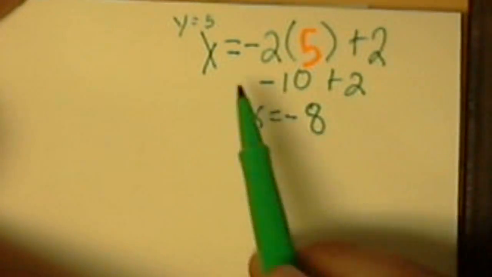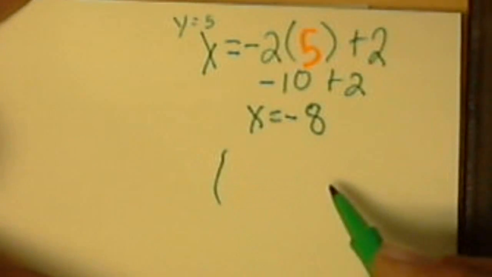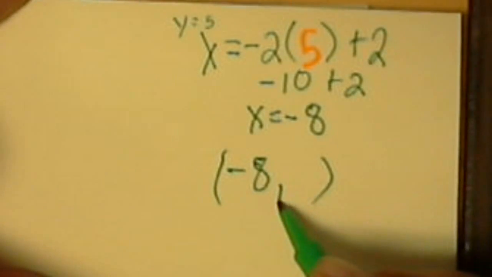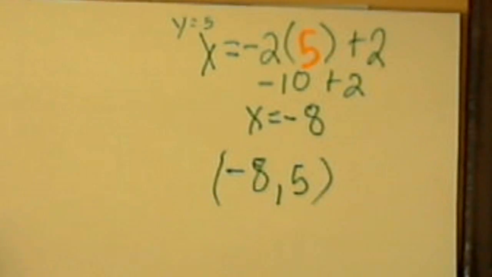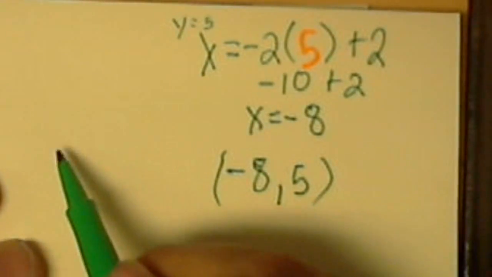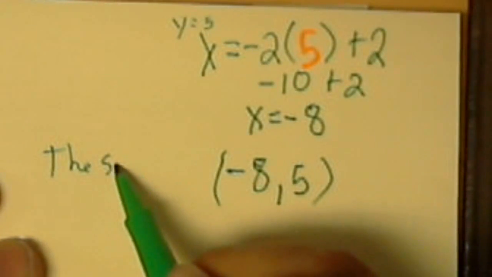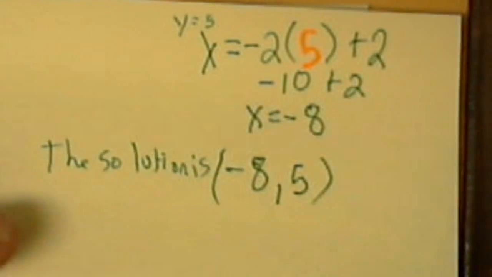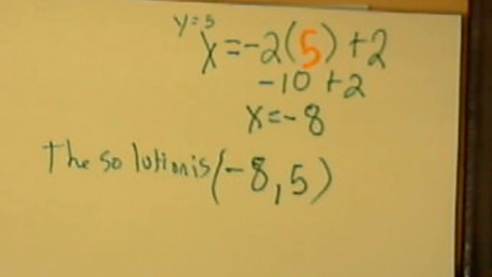I have an x value, I have a y value. So I get to put that as the point, negative 8 and 5. And there is your solution. The solution of these two lines is negative 8, 5.